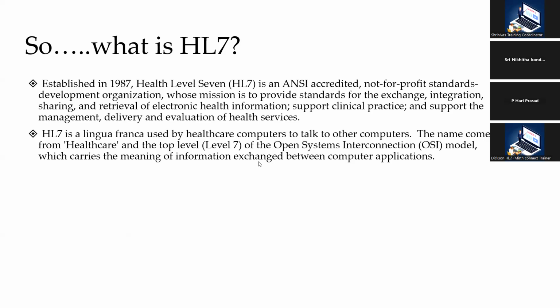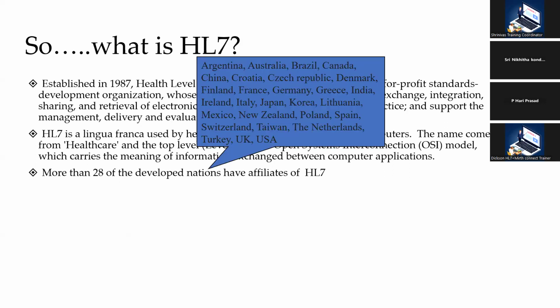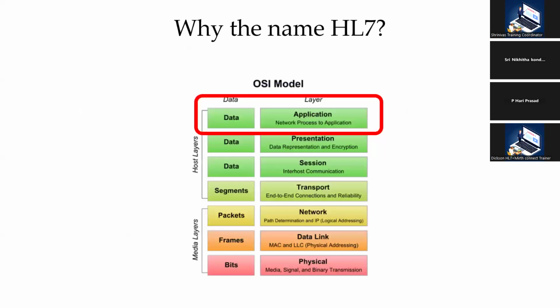And it is based on the Open Systems Interconnection model. The name comes from there. We will see that in the next slide. HL7 is being used in more than 28 countries today. Apparently, the number might have increased even more since the day I made this slide. Now let us talk about why we ended up with the name HL7. If you look at the OSI model, I'm not sure how many of you are aware of it. It's a beautiful model. If you're not aware, I would highly recommend going through it and understanding it.